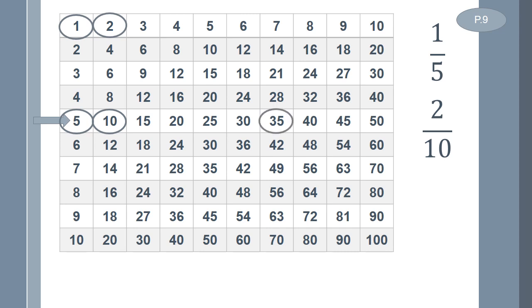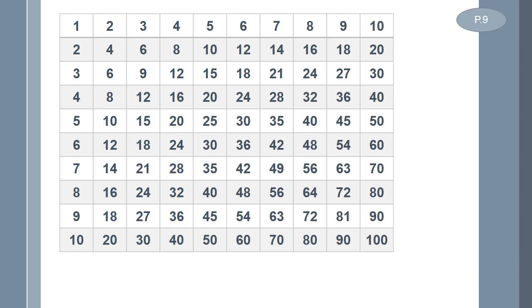Let's choose 35. So that's going to be the bottom number of our fraction. And if we look straight up on the top row, we see 7. So our fraction is 7 over 35. So they all mean the same thing. They all mean 1/5, but they are all part of the same fraction family.